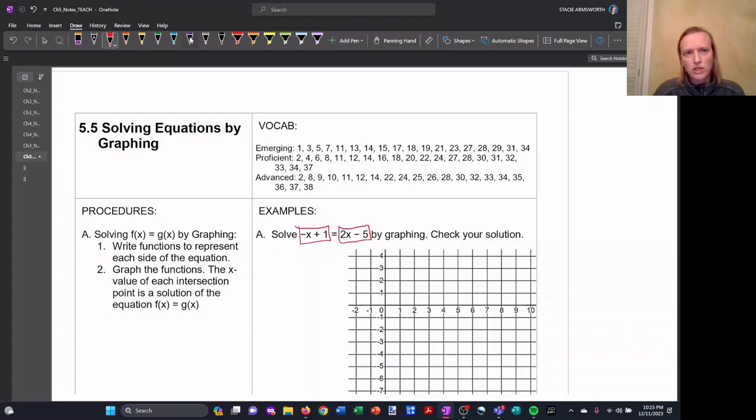Well, what we're going to do today is take each side of this equation and make a separate equation out of that. So for instance, I'm going to say f of x equals negative x plus 1. So I've taken the left side of this equation and made a separate equation out of it. And now I'm going to do the same thing for the right side of the equation. I'm going to say g of x equals 2x minus 5.